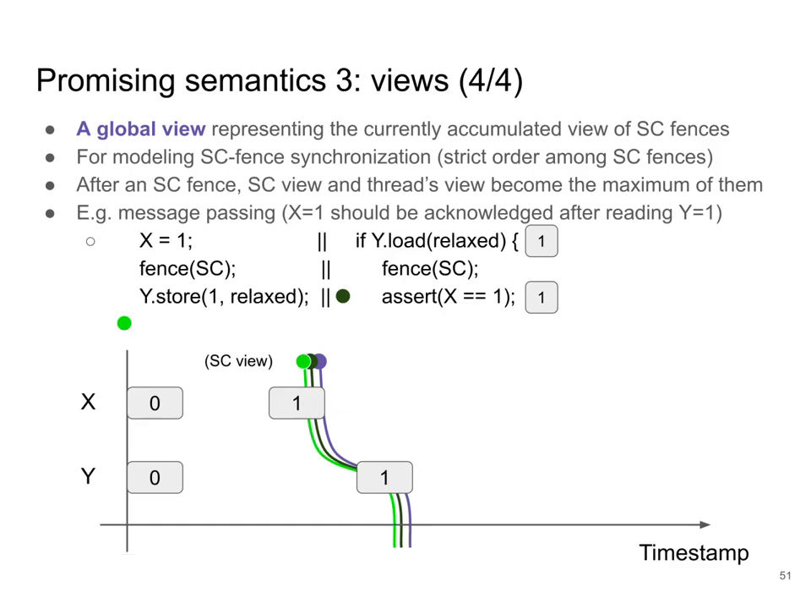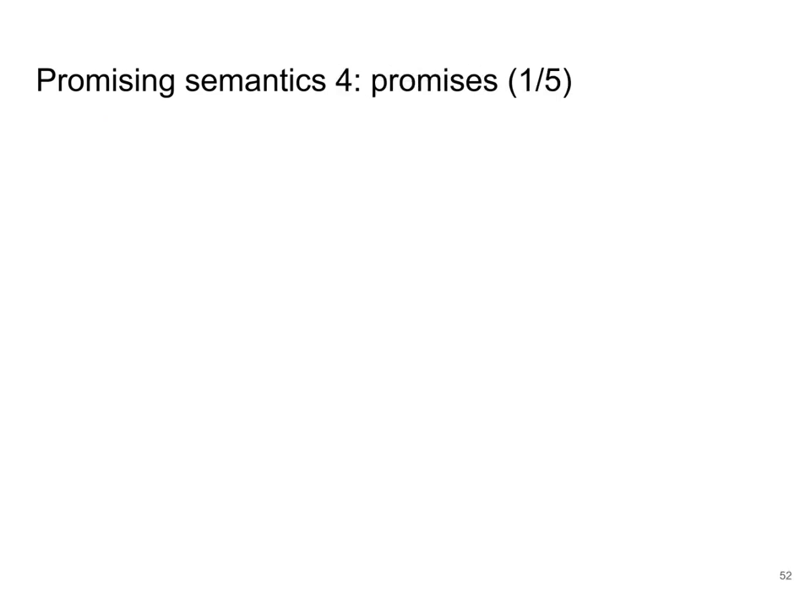So this is basically the key idea of the views, and this explains various things, for example, synchronization and coherence. There are two kinds of synchronization: release-acquire synchronization and SC synchronization that we learned in the previous lecture. So today we are going to stop here. In the next lecture, we are going to study the last idea of the promising semantics, which is promises.